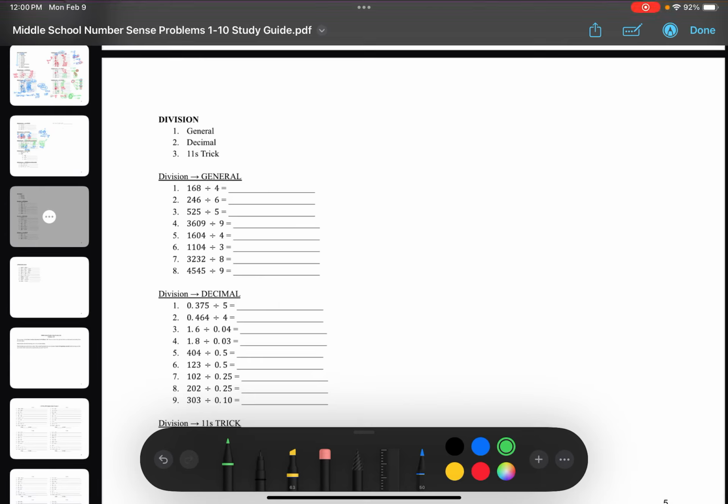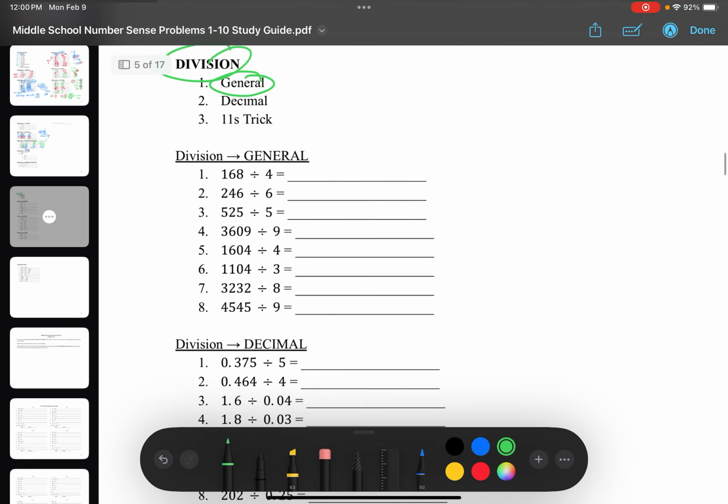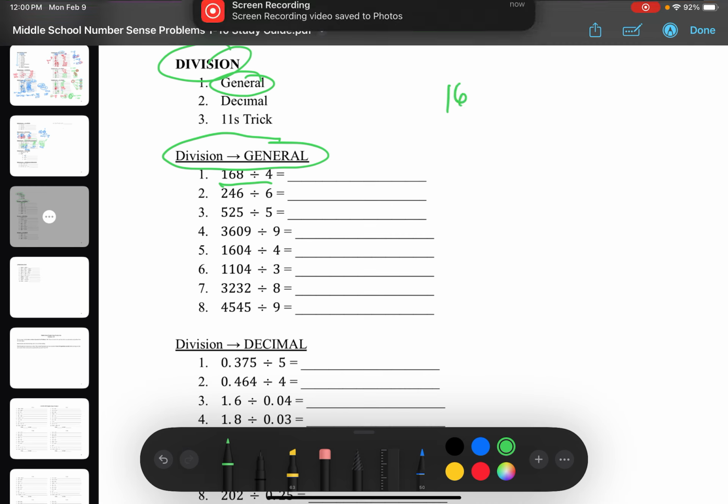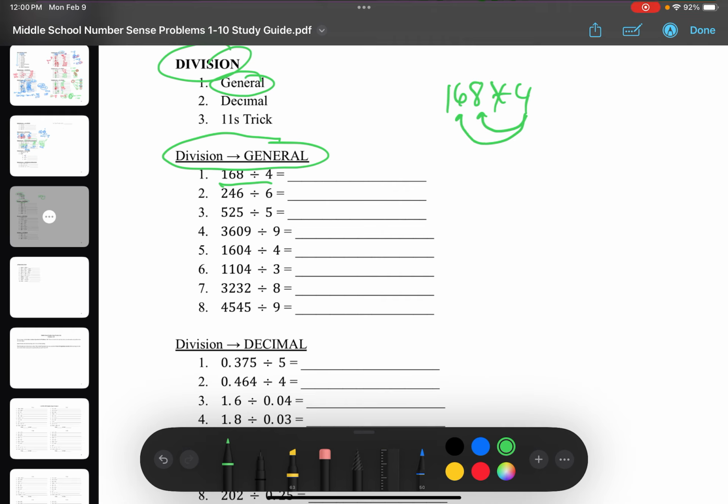For this one, we're going to be jumping over into division, the general topic specifically. In the 1 through 10 range, these problems pop up very frequently. I noticed that a lot of times when we're multiplying, let's say something like 168 times 4, we're used to multiplying the 4 times the 8, then the 4 times the 6, and the 4 times the 1.